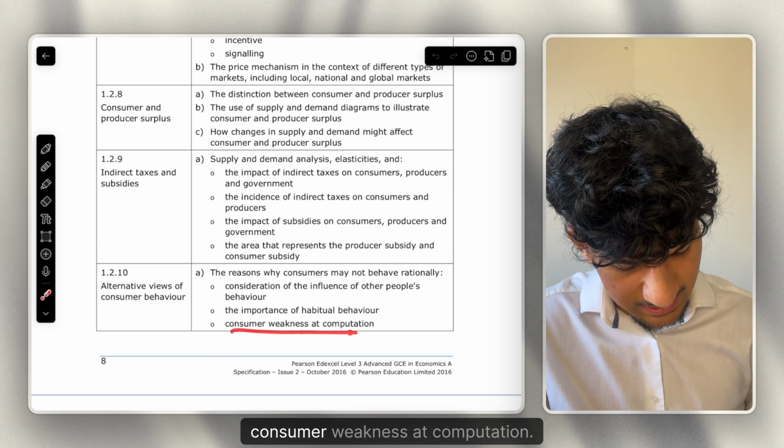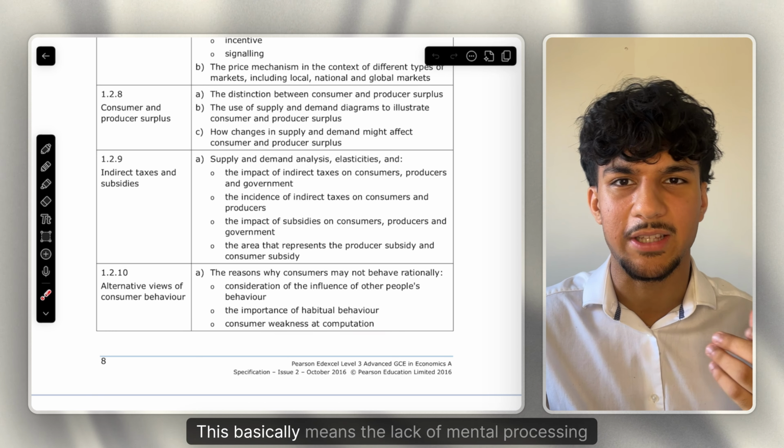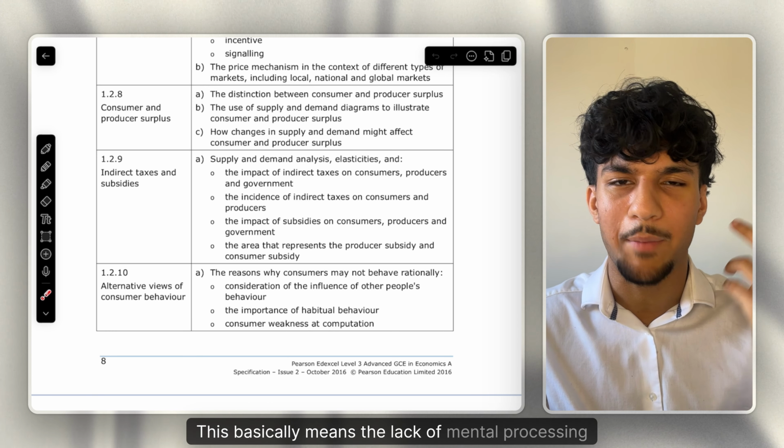Then lastly, consumer weakness at computation. This basically means the lack of mental processing power a human has when making a decision. So for example, the customer might be deciding whether to buy 1 loaf of bread or 2 loaves of bread, but since it's a hard decision and they don't fully know whether they're going to eat more bread this week, less bread this week, just to be safe, they'll probably pick 2 loaves of bread, but that will very likely lead to more wastage. So any one of those factors you can build a chain of analysis around.